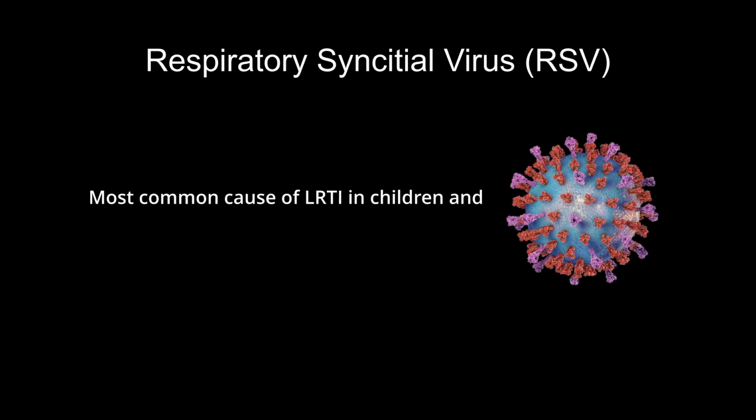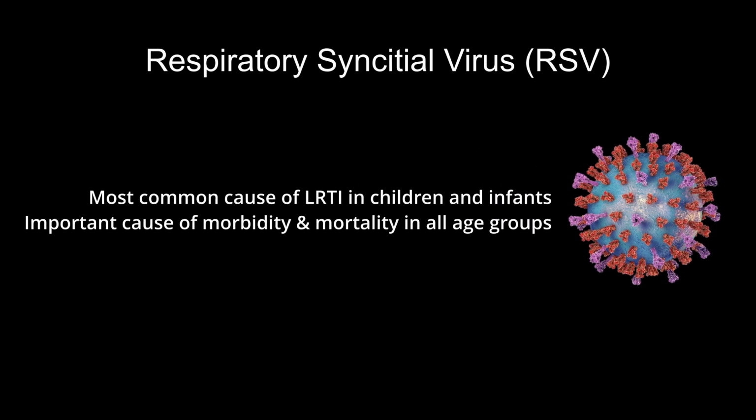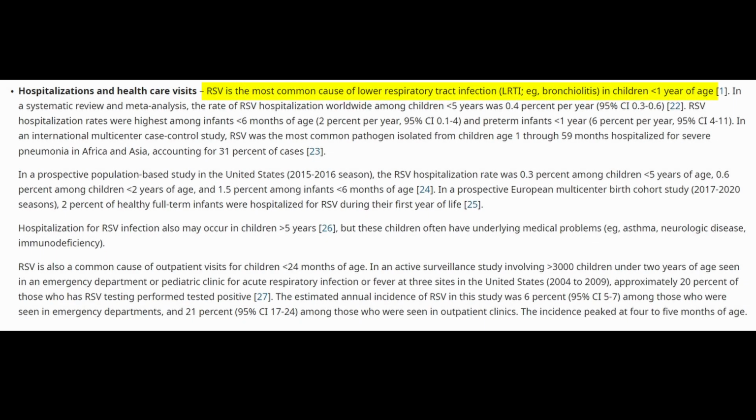Respiratory syncytial virus is the most common cause of LRTI in children and infants and is the most important cause of morbidity and mortality in all age groups. It is a common cause of LRTI in children less than 1 year of age, especially bronchiolitis. Hospitalization rates are highest among infants less than 6 months of age. It is also a common cause of outpatient visits for children less than 24 months of age.